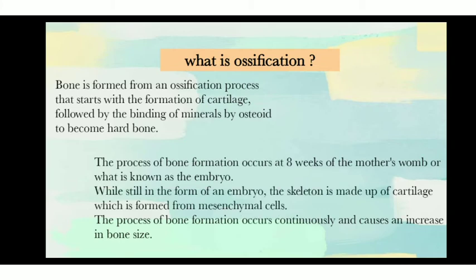The process of bone formation occurs at 8 weeks of the mother's pregnancy, in what is known as the embryo. While developing in the form of an embryo, the skeleton is made up of cartilage which is formed from mesoderm and calcareous tissue. The process of bone formation occurs continuously, and it causes an increase in bone size.